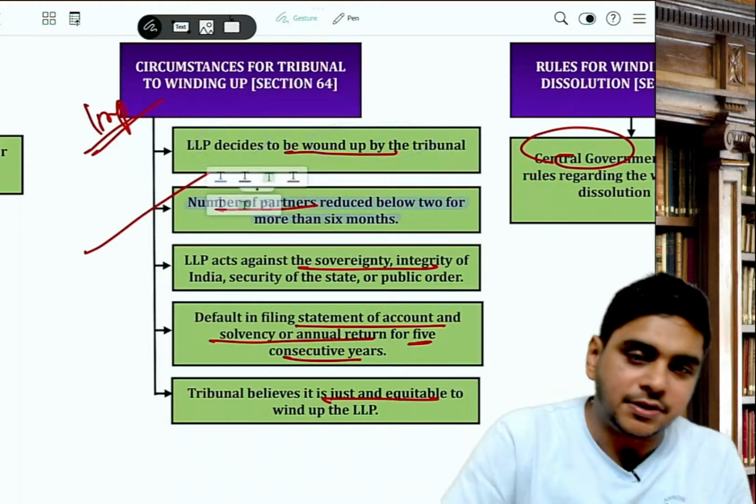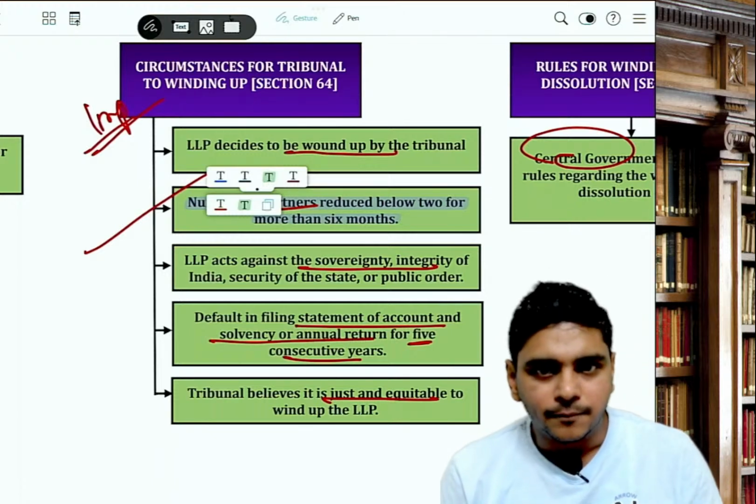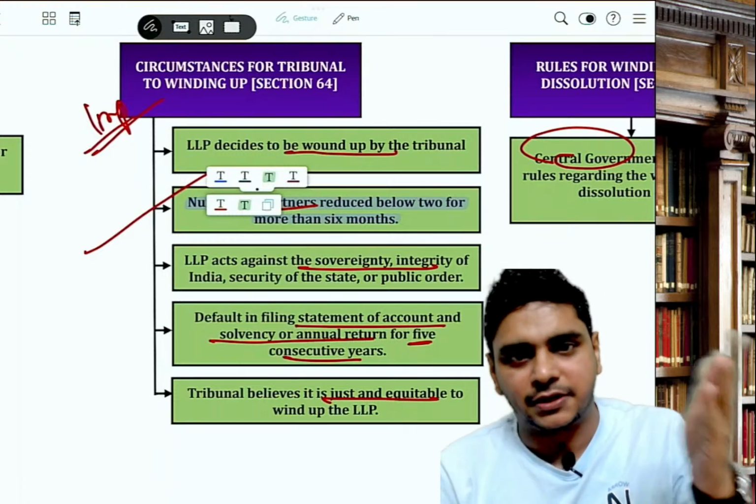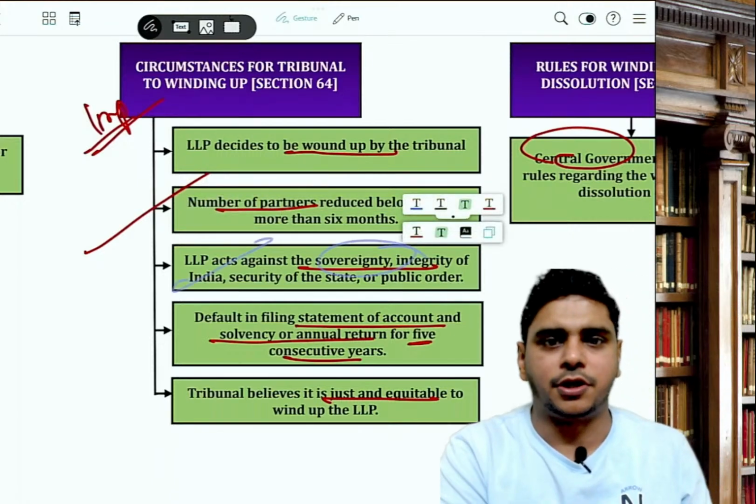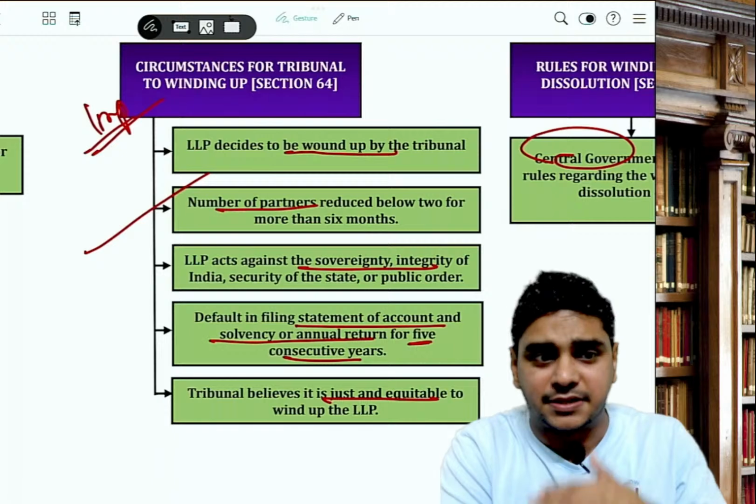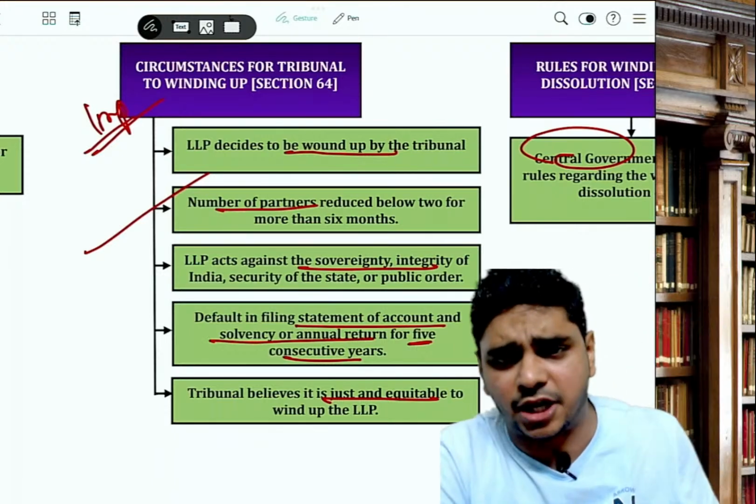If the number of partners is reduced below 2, which basically means 1 or 0, it can be wound up. Obviously, they are personally liable for the obligations, but the LLP can be wound up. Third, if the LLP is acting against the sovereignty and integrity of India, the security of the state or public order, that means against the government and the country, like trading with Pakistan, Afghanistan, China.